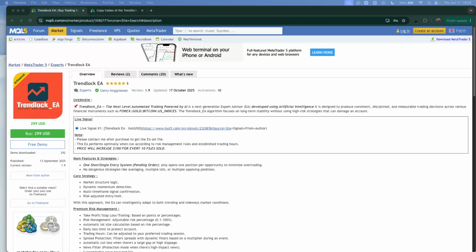In today's video we are looking at the Trendlock expert advisor for MetaTrader 5. This is a next generation AI expert advisor built for consistent disciplined trading across Forex, gold, Bitcoin and US indices. It uses market structure logic, dynamic momentum detection and multi-time frame signal confirmation.